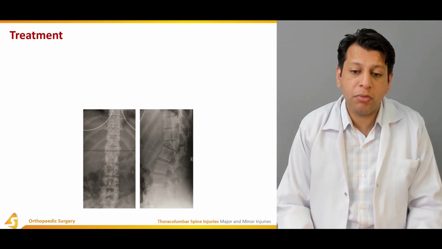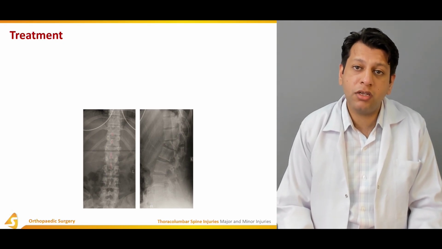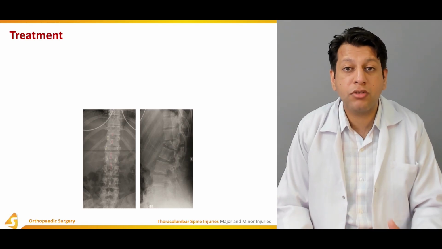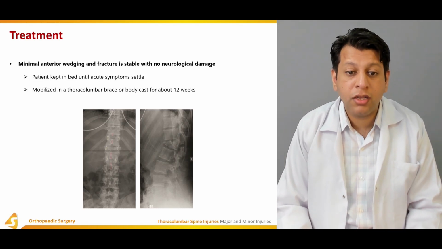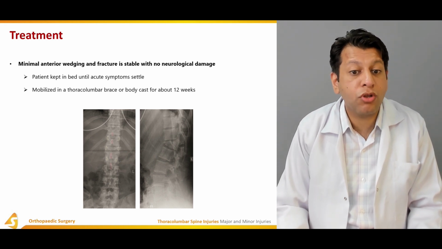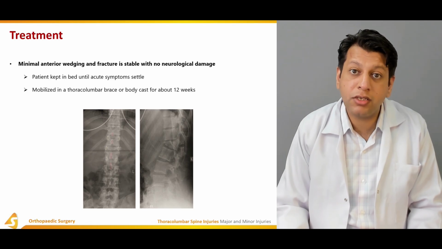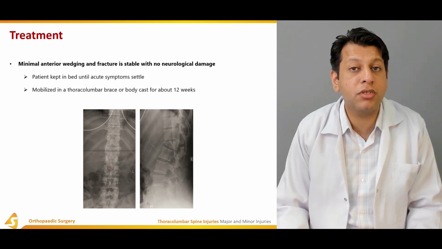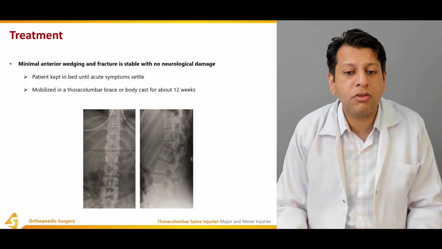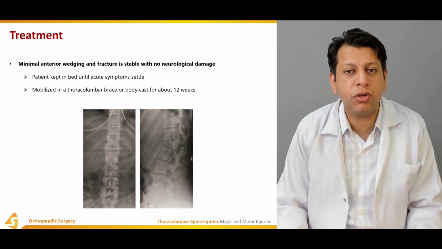Now coming to the treatment. If it's a type A injury, mostly it's stable, but then we have to see how much retropulsion of fragments has gone into the canal. There may be minimal anterior wedging, and the fracture is stable with no neurological damage. If that is the case, the patient is kept in bed until acute symptoms subside. Analgesics may be given. The patient is usually mobilized in a thoracolumbar brace and body cast for about 12 weeks.